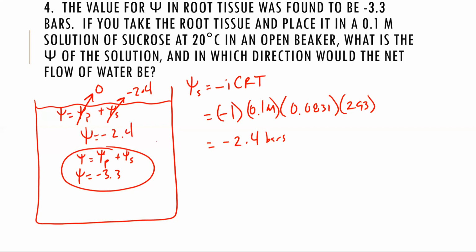So now I know that the solute potential is -2.4, and the overall water potential out here is -2.4, and it's -3.3 inside. The bigger number is the -2.4, and so the water is going to go from the solution into the cell.